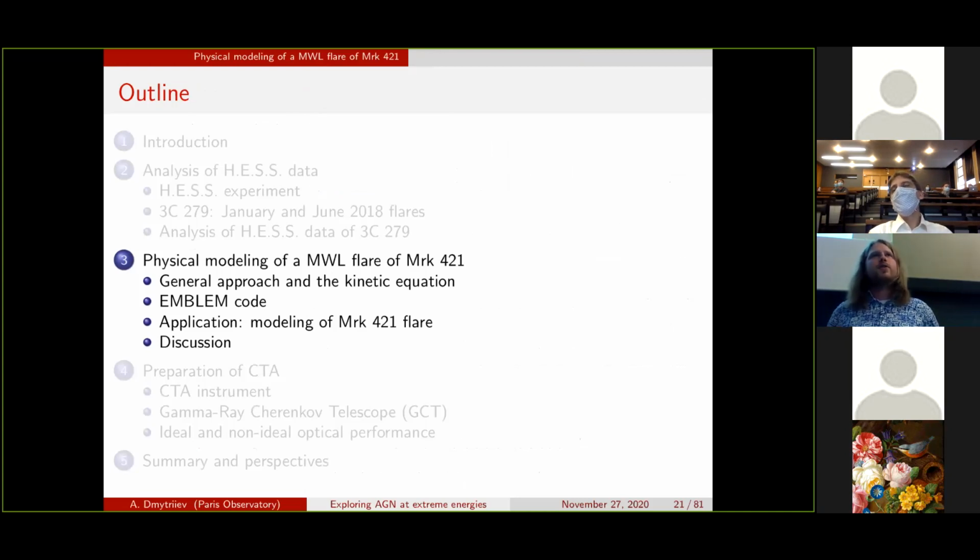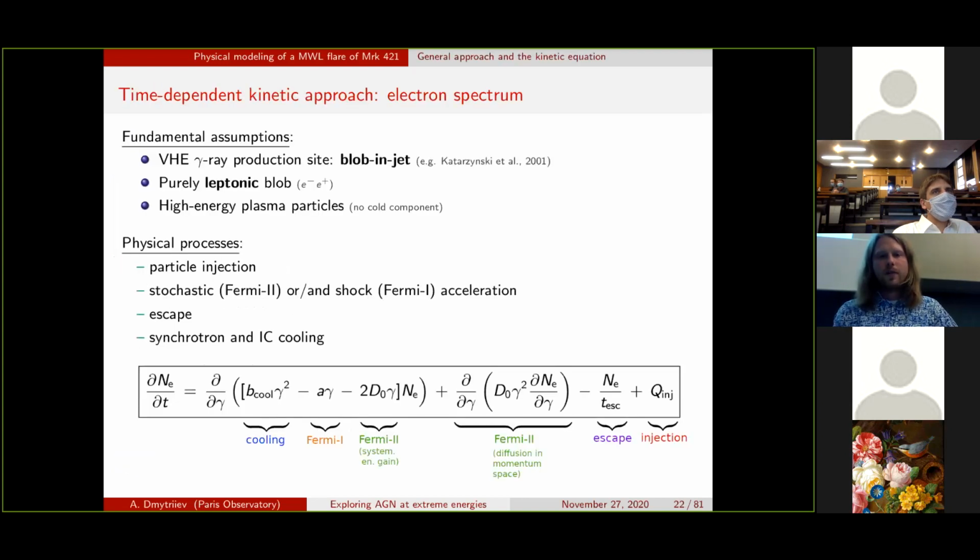In parallel to the analysis of HESS data, I developed a versatile code to model blazar flares. Unfortunately, the 3C 279 data set was not complete, so it was not really easy to perform sensitive physical modeling because there were not so many observational constraints. So I decided to select another flare of another object for my modeling effort. Now I would like to present a general framework needed to model blazar flares within the kinetic approach.